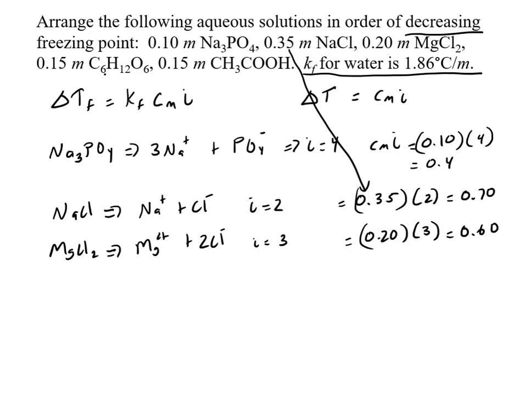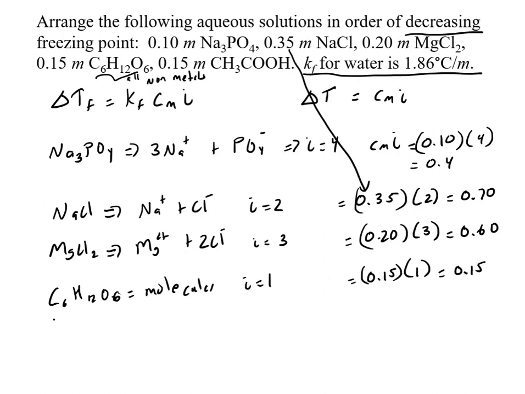And anything that's these two here, this is all nonmetals. So therefore, C6H12O6 is molecular. So i is equal to 1. So I take 0.15 times 1, gives me 0.15. And the same thing is true for the CH3COOH. It's also molecular. So i is equal to 1. So it's going to be 0.15 times 1.